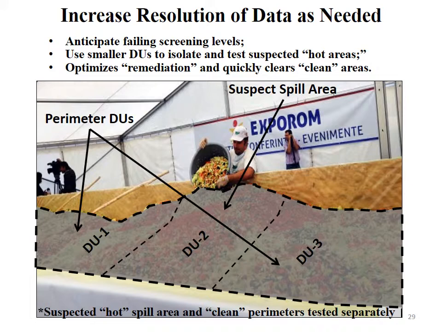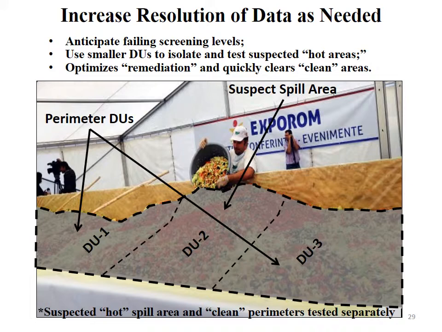Now if needed, then you can increase the resolution of data. Let's say you're pretty confident that if you tested this all as a single decision, it's probably going to fail because there are a lot of tomatoes in there, but you suspect that most of the tomatoes are in one area, in the field, in case of soil, this would be a suspect spill area. You cordon off this area as a separate decision unit for characterization, and then you would add decision units on either side of this area.